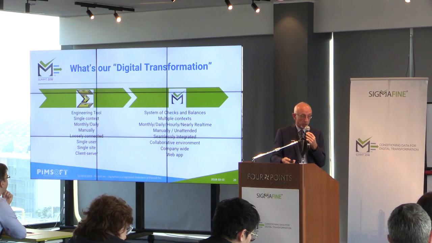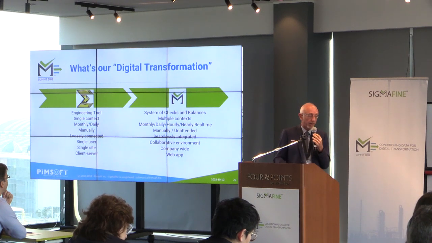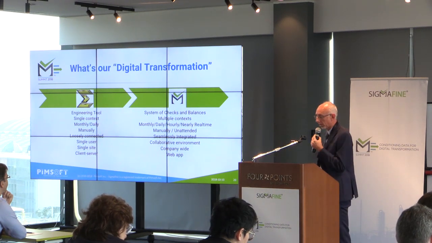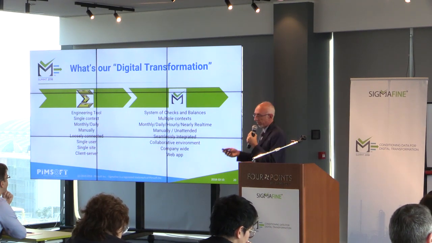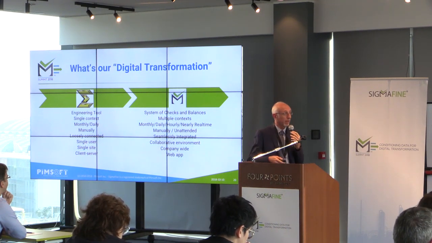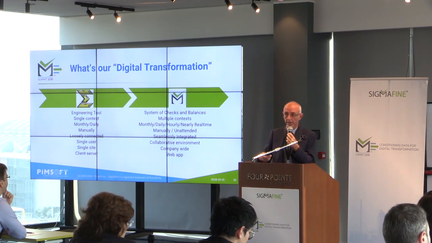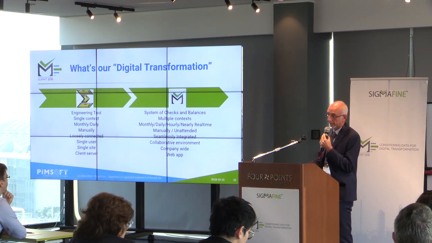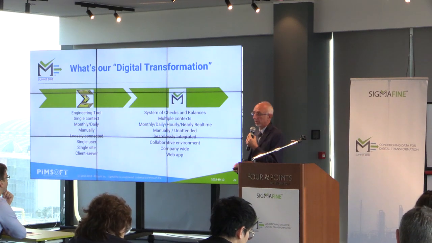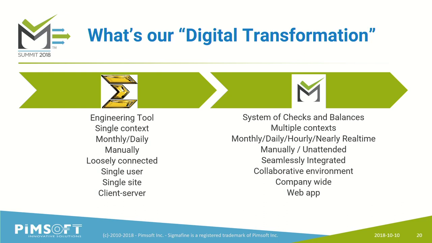This brings new needs. We have to be able to run Sigmafine not only monthly and daily, but also hourly or in nearly real time, and the case of the furnace is an example. If you're running Sigmafine in nearly real time, we have to be able to run it unattended, and this is also a capability we're introducing. Obviously, this applies only to certain contexts. We are not thinking that you would run the daily balance of a refinery unattended. But if you want to run the balance of a single process unit of your refinery, this can be run unattended every hour, maybe.